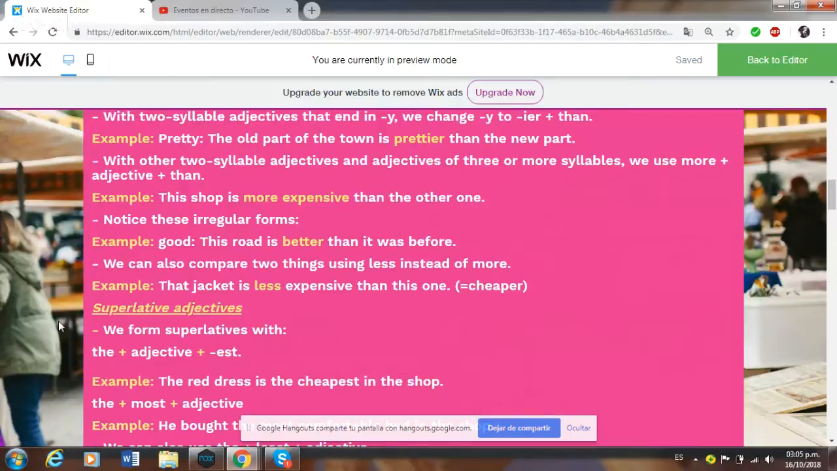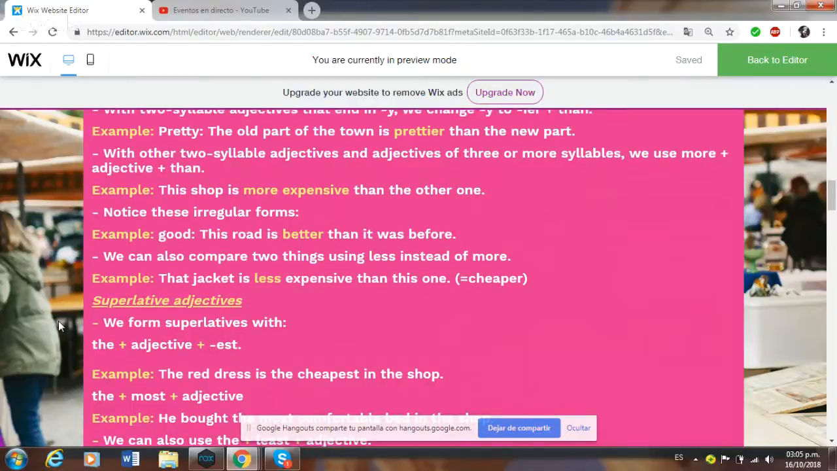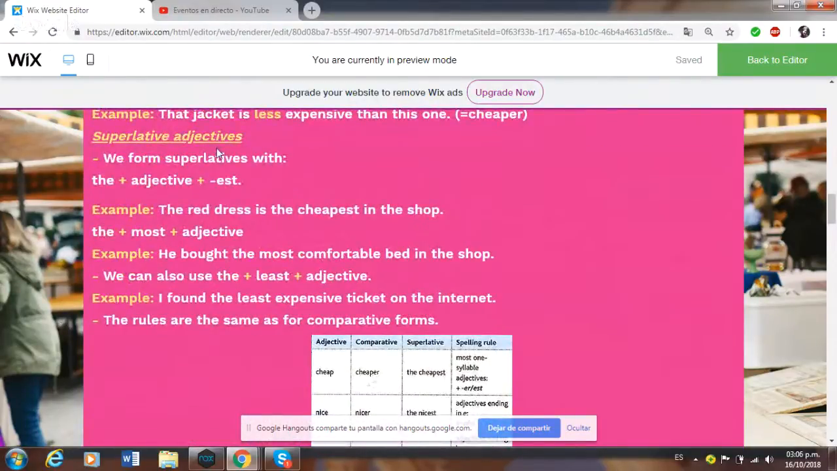Let's continue with superlative adjectives. For the superlative adjectives, we form them with the article the plus the adjective plus est, to create the superlative form in adjectives. There are some examples here. The red dress is the cheapest in the shop.